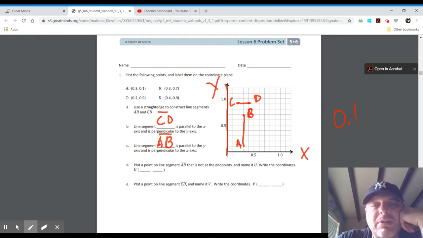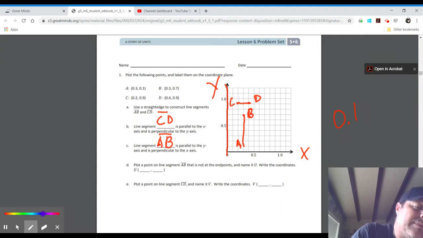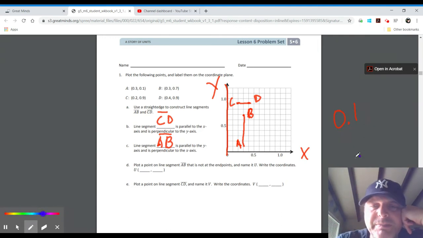Okay. Letter D, plot a point on segment AB that is not at the endpoints and name it U. Okay, I'm going to use a different color for this so that you can see it. I'm going to do blue. Let's pick a point, any point on AB. So I'm going to pick this one.